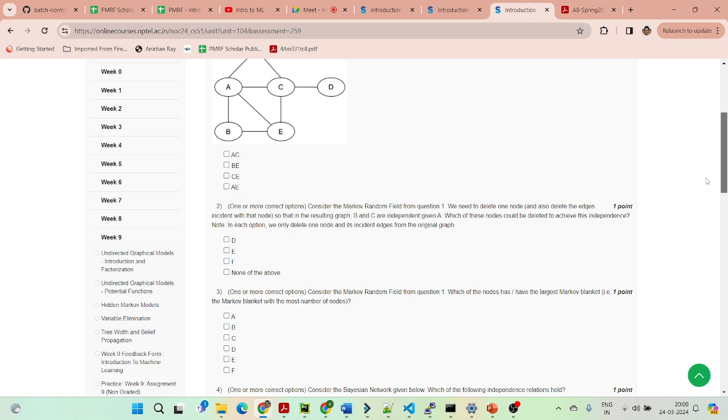Markov blanket, like you can see from theory, well, I don't remember too much. Markov blanket.